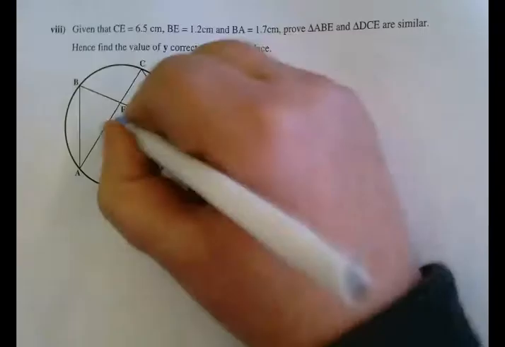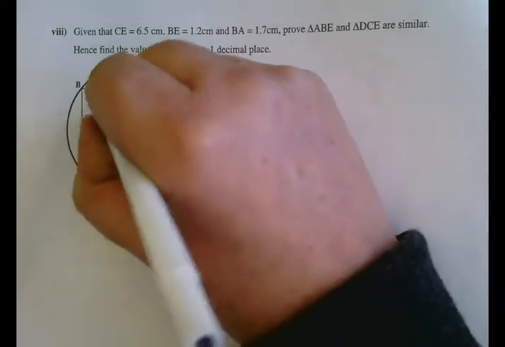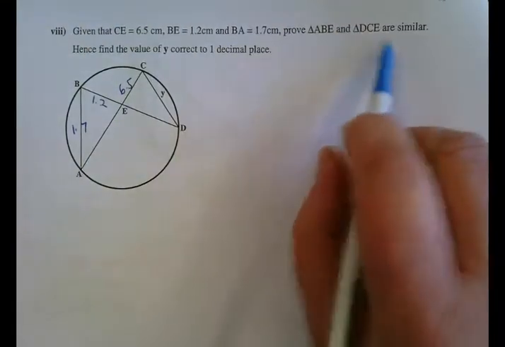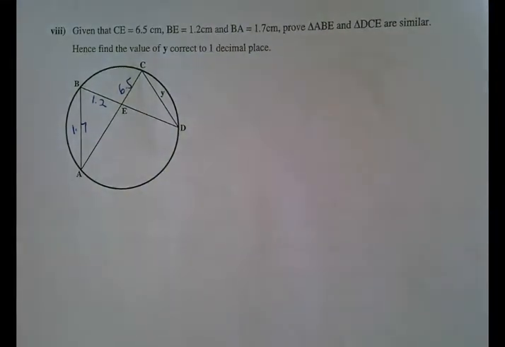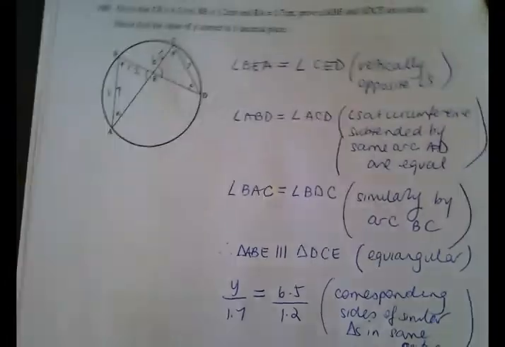So given that CE is 6.5 and BE is 1.2 and BA is 1.7, you have to prove that the two triangles are similar and hence find the value of y correct to 1 decimal place. Okay, off you go. You're proving that they're similar.